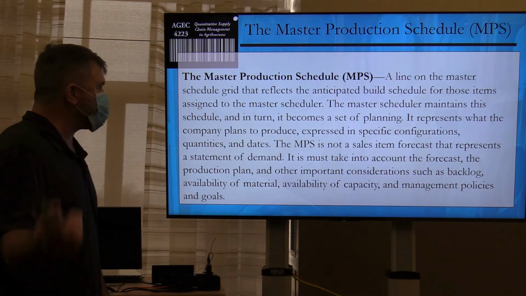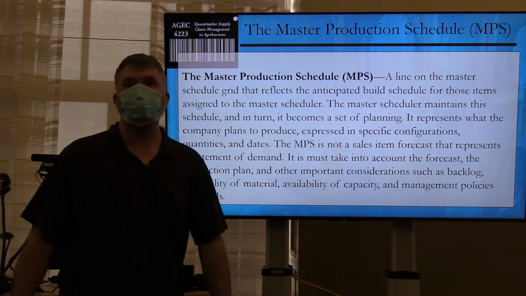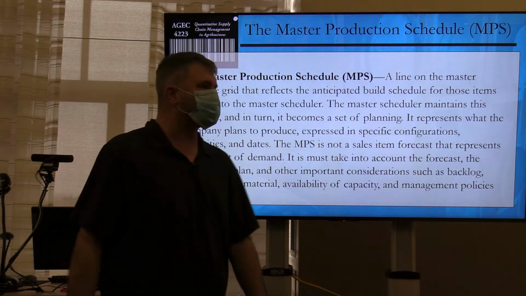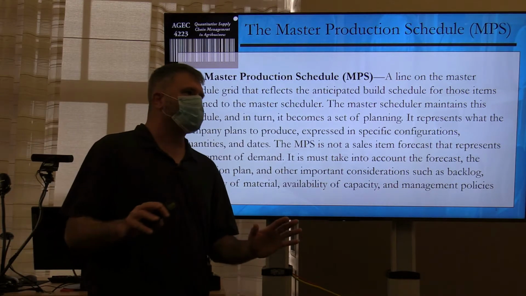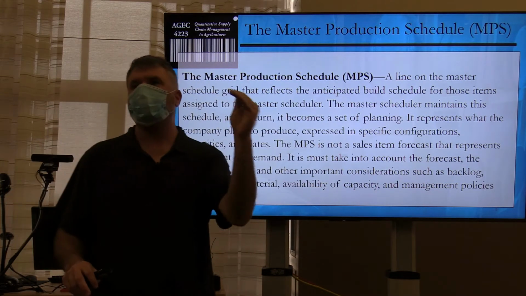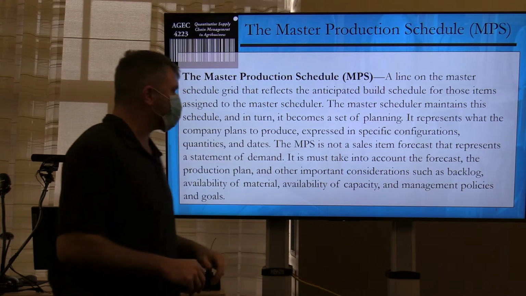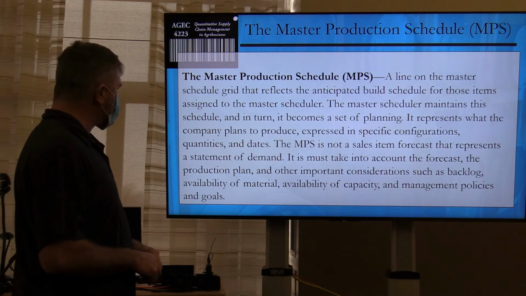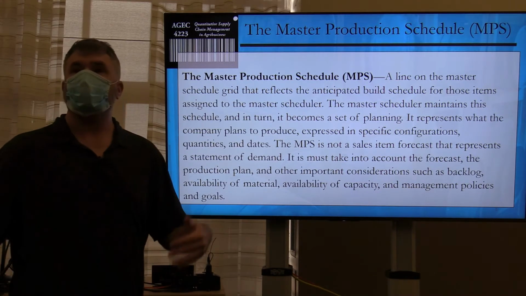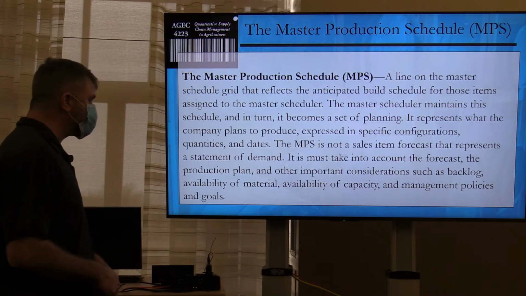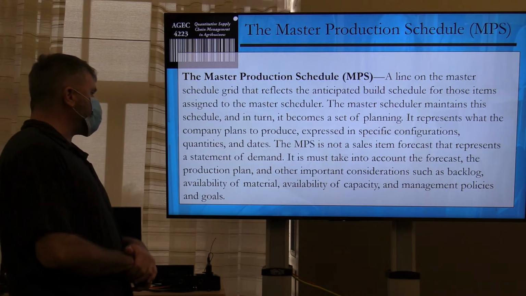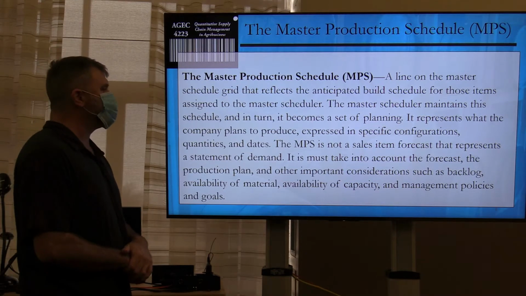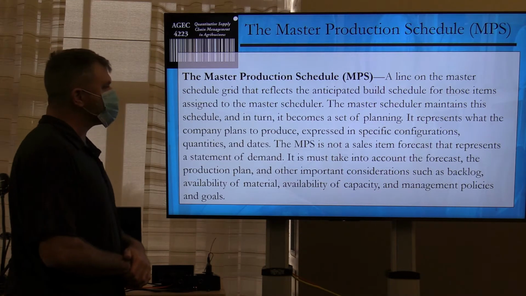Represents what the company plans to produce, expressed in specific configurations. It usually means what month, which gum we're going to produce. And in this class, for the master production schedule, we're only going to have one good at a time. So there's just one good there. MPS is not a sales item forecast that represents a statement of demand, although the forecasts are on there. It must take into account the forecast, the production plan, and other important considerations such as backlog, availability of material, availability of capacity, and management policies and goals.